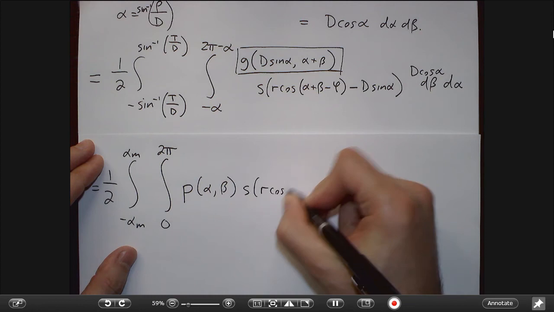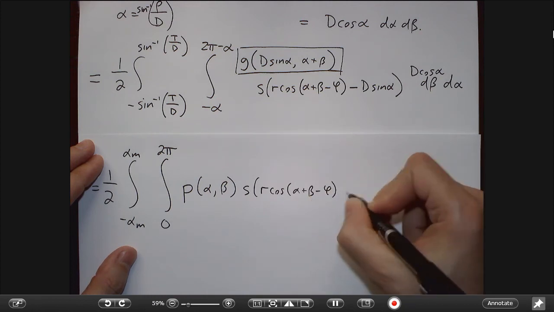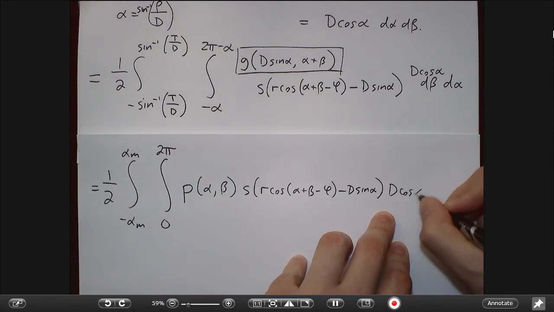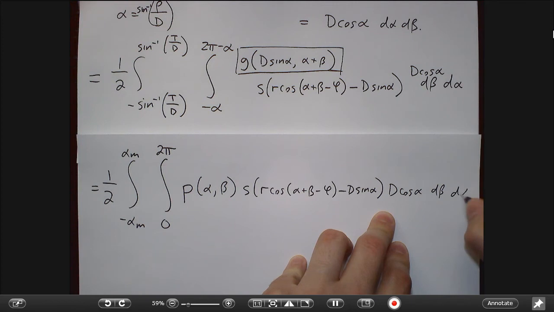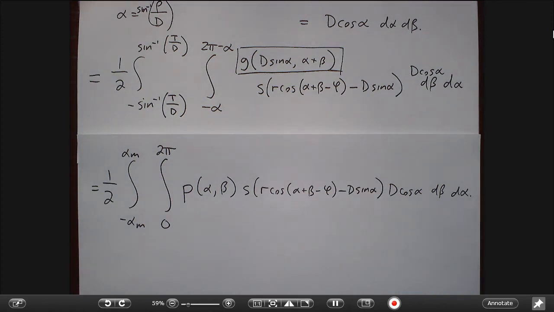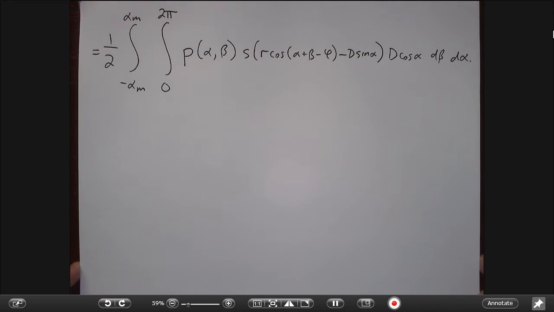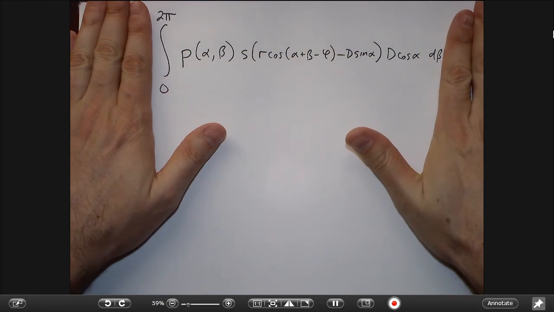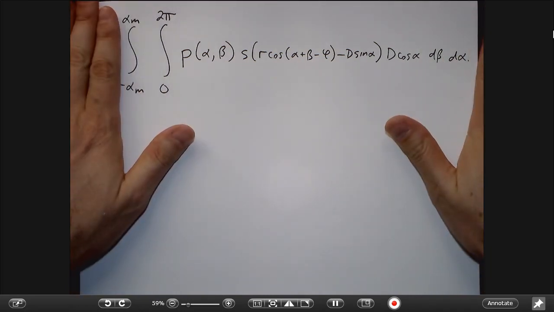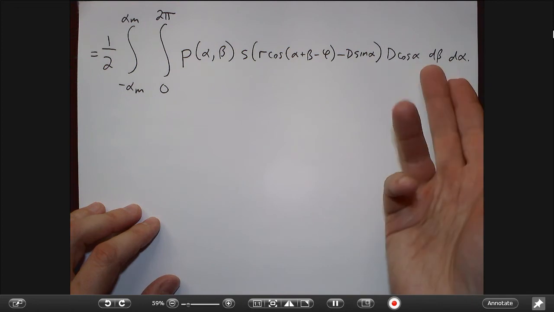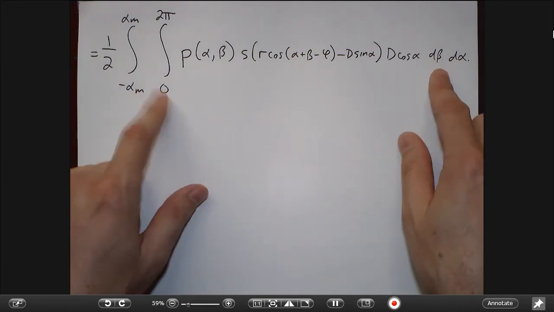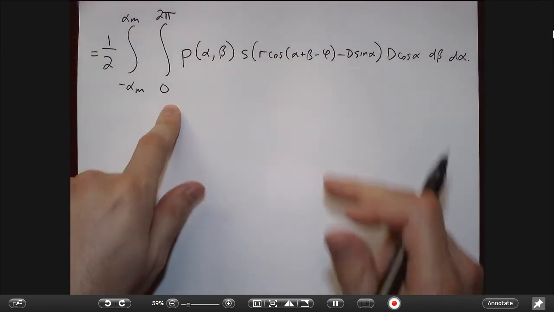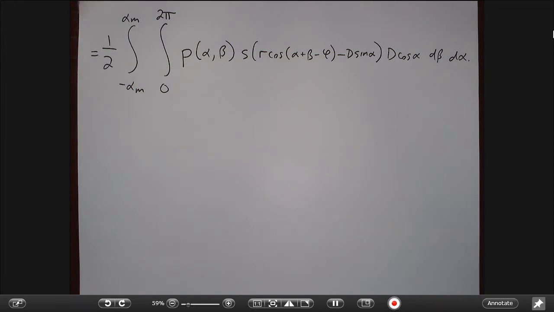And then I'm going to have this windowing function, then I have my d cosine alpha, d beta, d alpha. Okay. And just a minor note: I have this convention where this is the inner integral, d beta, and this is the outer integral, d alpha, right? Sometimes you'll see a book that will switch these, as if you already know which integral corresponds to which d. I find that can be a little bit ambiguous sometimes, so here I just want to make sure that you know that this is the inner integral, this is the outer integral.